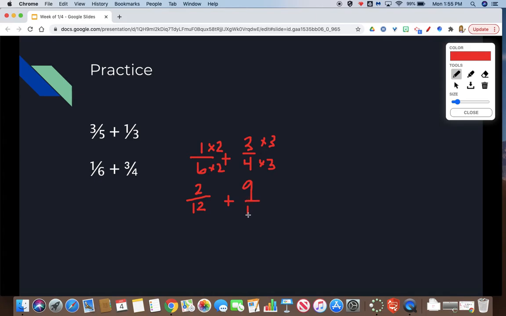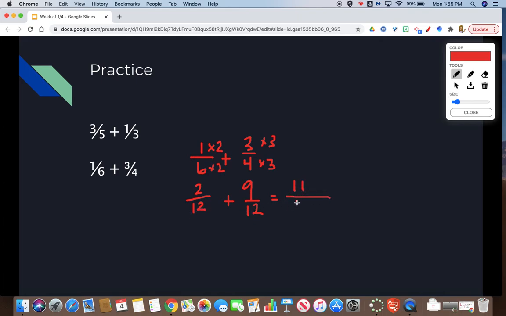9/12. Now, if you chose 24ths, that's great. You can use 24ths. You'll just have a little bit more simplifying to do at the end of the problem. We start by looking at our numerators. 2/12 plus 9/12. 2 plus 9, we add our numerators to get 11. Our denominator does not change.